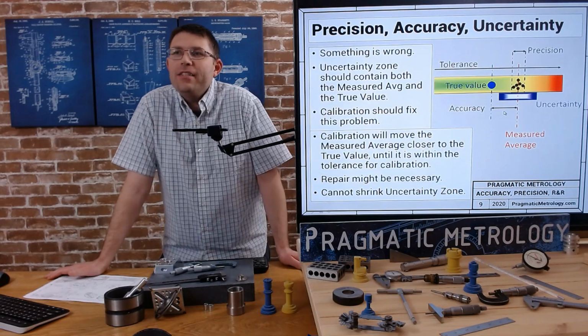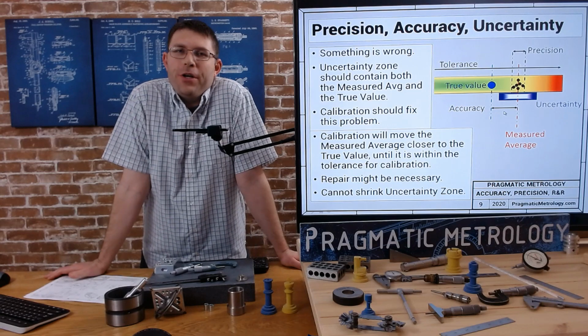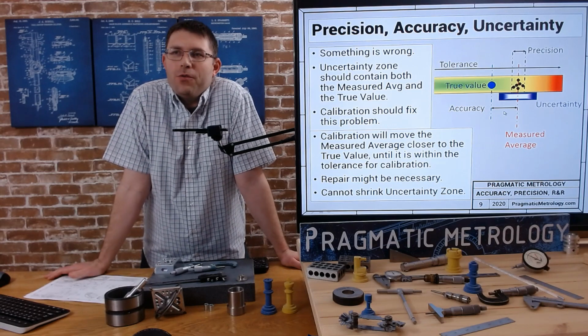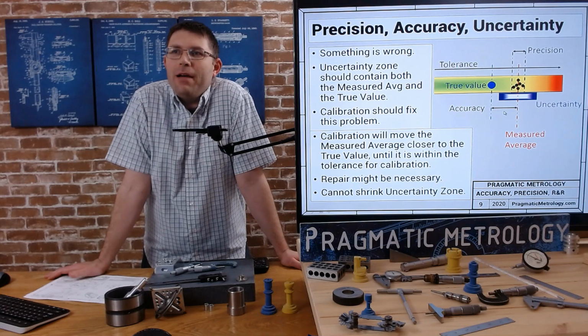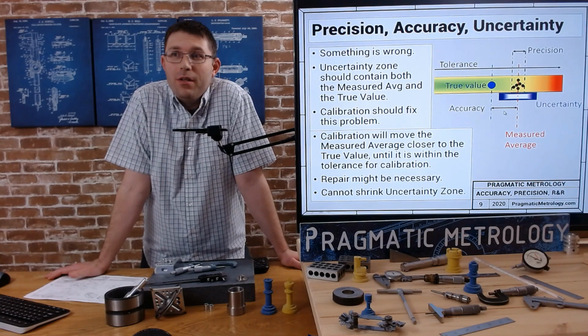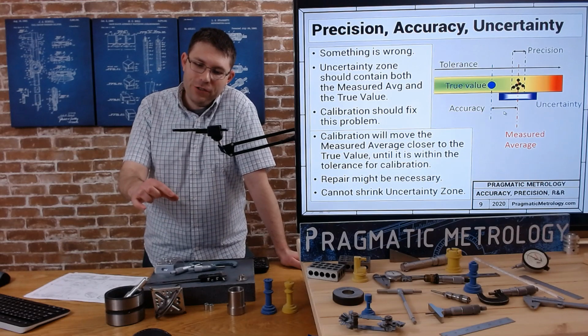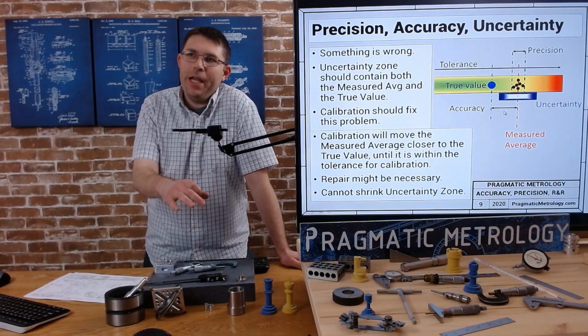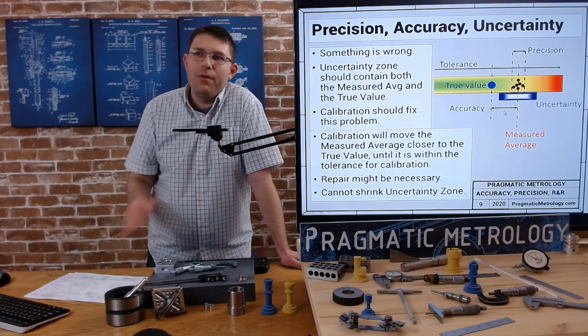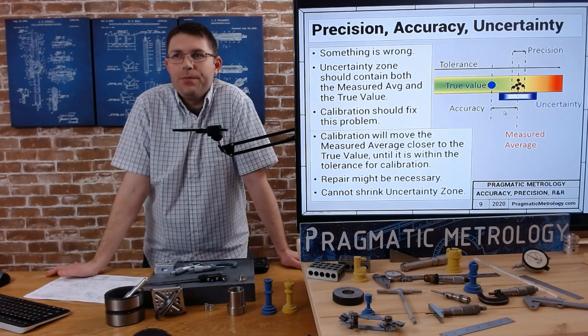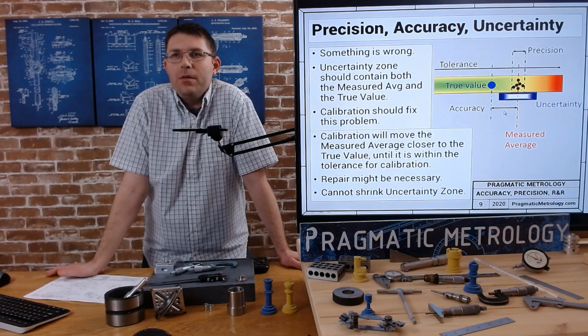So yeah, in this example, what's going on? Something's wrong. The uncertainty zone should contain both the measured average and the true value. And so that means your measured average, what I measured as an average, is not within the range of the true value relative to the uncertainty zone. So we need to fix this.